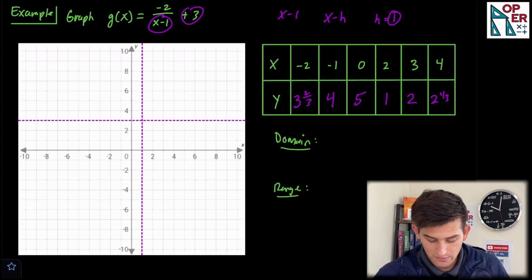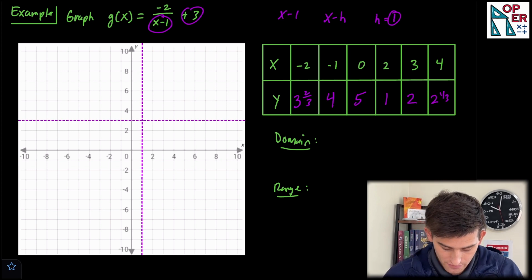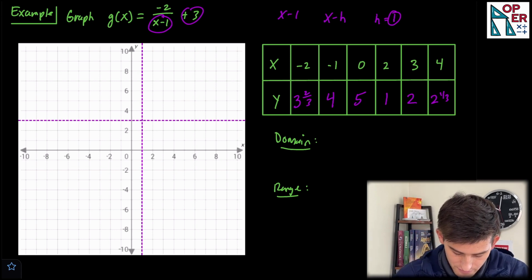Okay, so now we're going to graph these points. Negative 2, 3 and 2/3 would be about right there. Negative 1, 4, and 0, 5. Then we have 2, 1, 3, 2, and 4, 2 and 1/3.